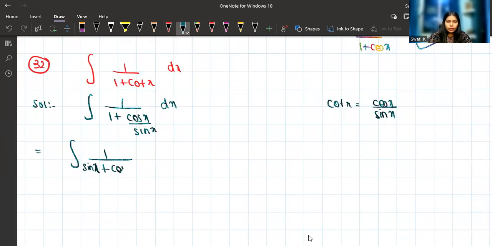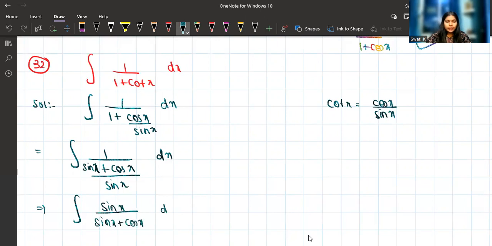Sin x plus cos x upon sin x dx. And now this will become integration. This sin x that is in the denominator here will come to the numerator, so sin x in the numerator, and then sin x plus cos x dx. Now here we need to simplify this further by multiplying the numerator and denominator by 2.